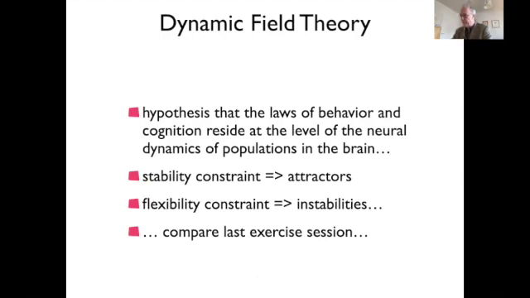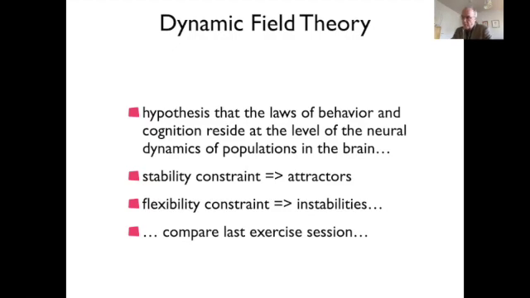More specifically, in this hypothesis, I'm claiming that the laws of behavior and of cognition are really found or expressed at the level of the dynamics of neural populations in the brain. So the time evolution of activation in the brain, populations being thousands of neurons. I'm not talking about the scale of imaging. I'm talking about a smaller scale, but I'm also not talking about individual neurons or neuromechanistic variables.